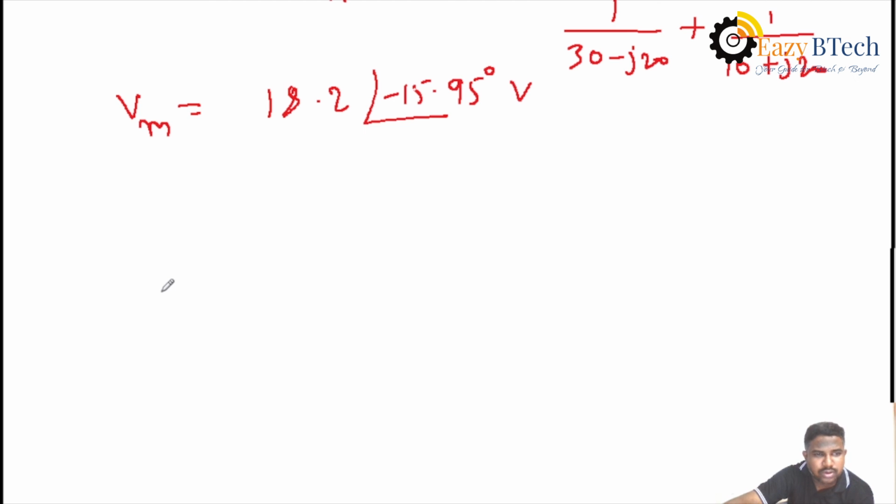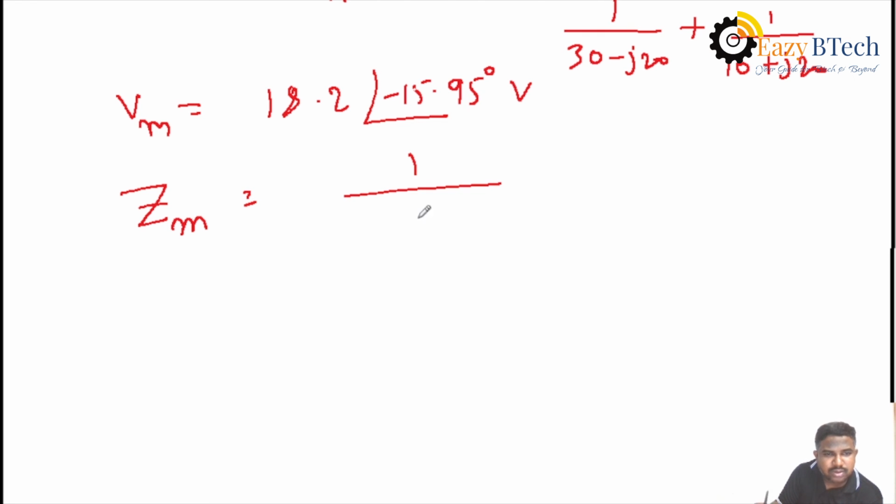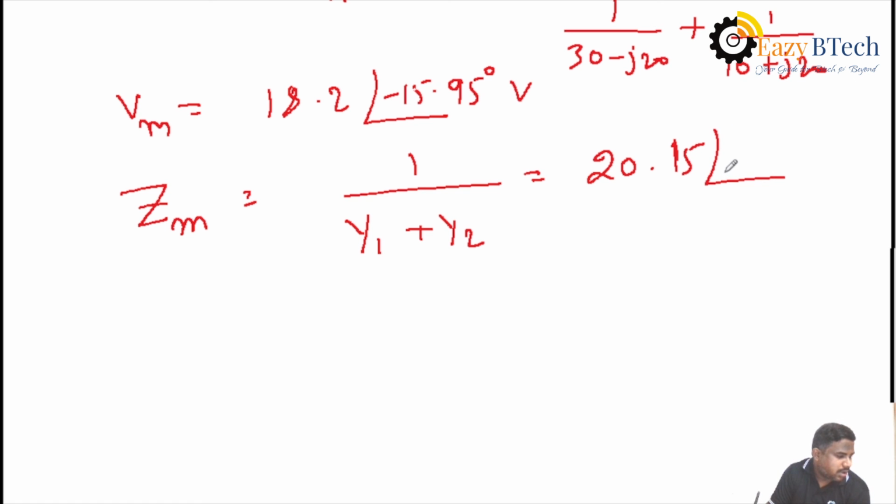Similarly, you can find the Zm value, that is Millman's impedance. Why? Because this is an AC circuit. The formula is 1 by, as two values are given, 1 by Y1 plus Y2. Then we know the Y1 value and Y2 value. You can simplify those values. Then you will get the Zm value as 20.15 at an angle 29.74 degrees ohms. Okay, in this way, you calculate Millman's voltage and Millman's impedance.